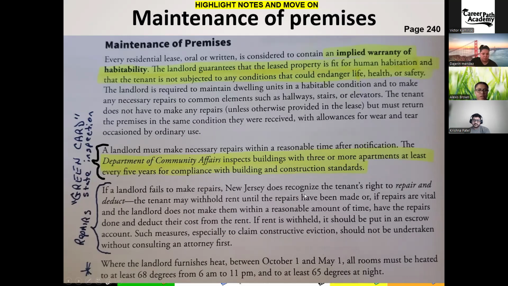New Jersey also does recognize the tenant's right to repair and deduct, where the tenant may withhold rent until repairs have been made, or if repairs are vital, and the landlord doesn't make them within a reasonable amount of time, have the repairs done and then deduct them from the cost of the rent.